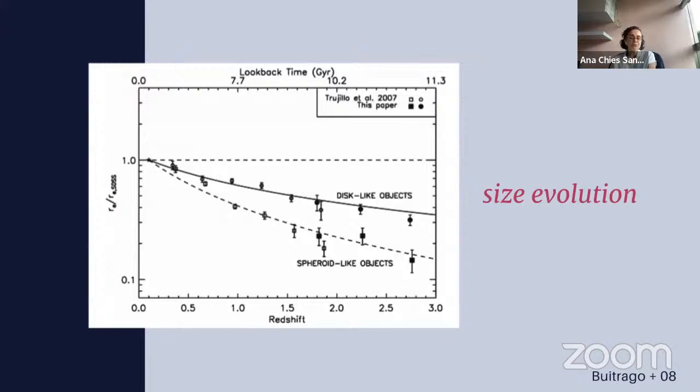And one known result from galaxy evolution is that massive galaxies show a substantial size evolution since about redshifts of 3. Here we have the size evolution of massive galaxies versus redshift for both spheroidal and disk-like objects. And we see that spheroidal galaxies seem to undergo the most growth.